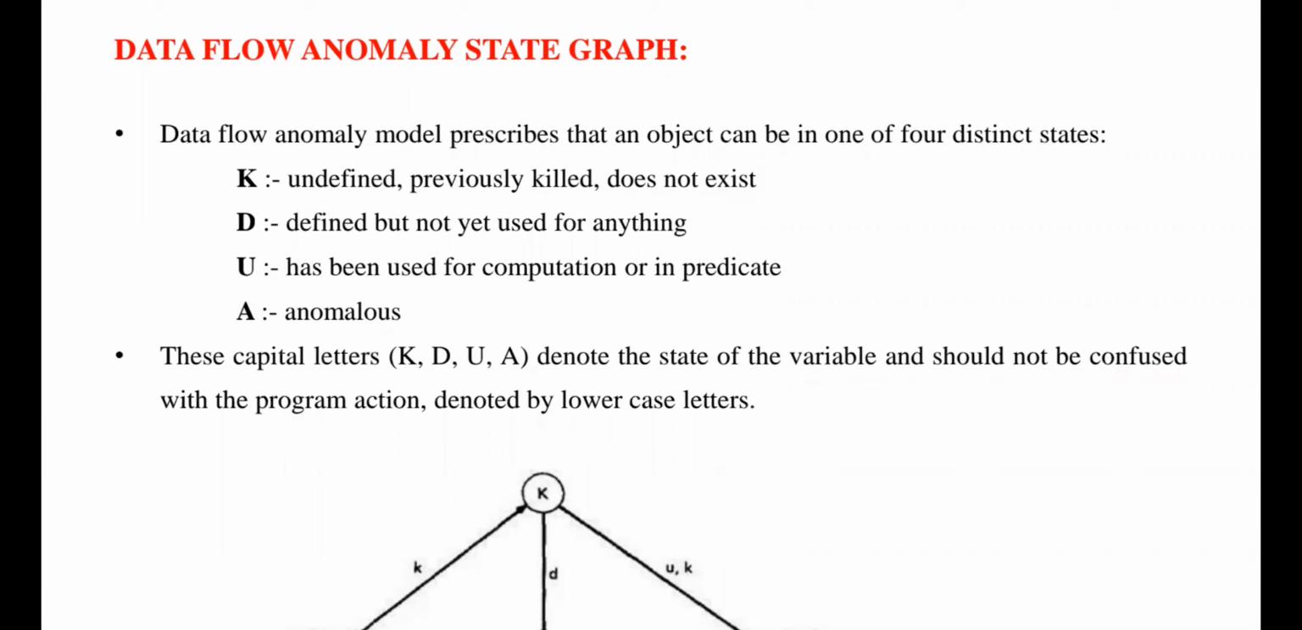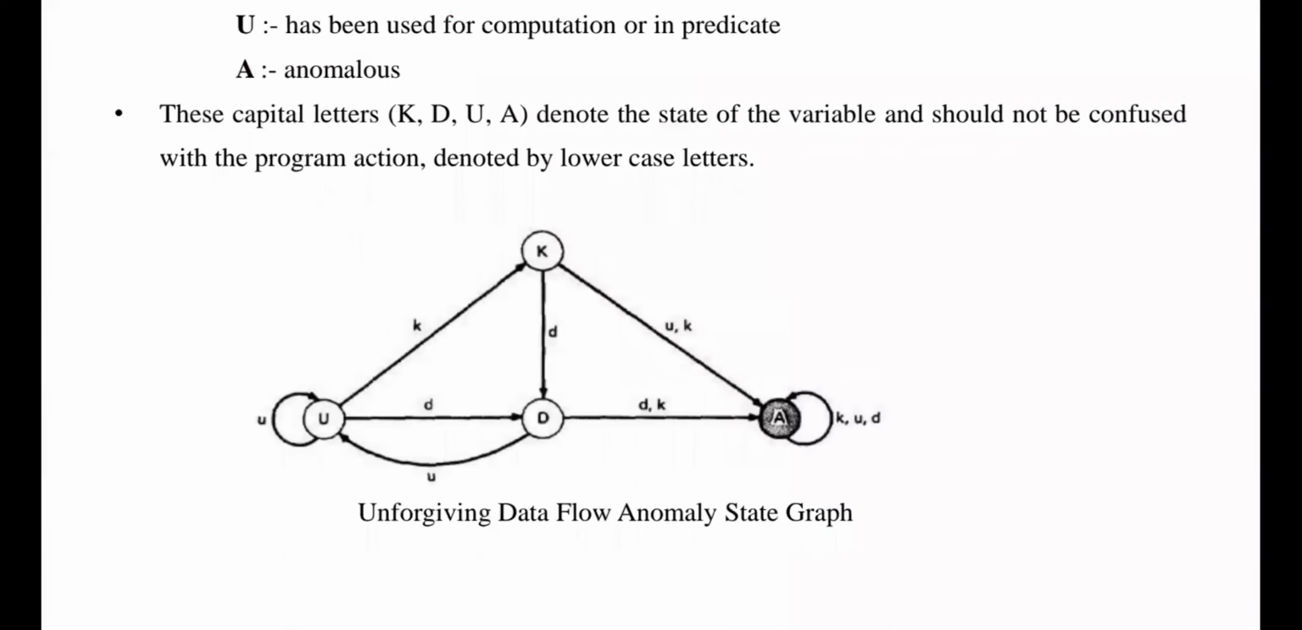Okay, so these are all the variables and should not be considered with the programming actions defined by the lowercase letter. Why are they all represented in uppercase? It means they are represented in node format, and the actions are performed between nodes. The actions performed between the states are represented in small letters: K, U, D, D, U, D, D, K, U, D.